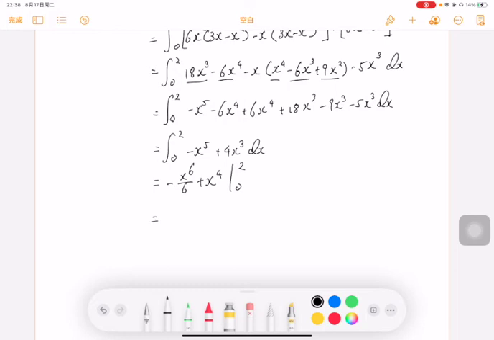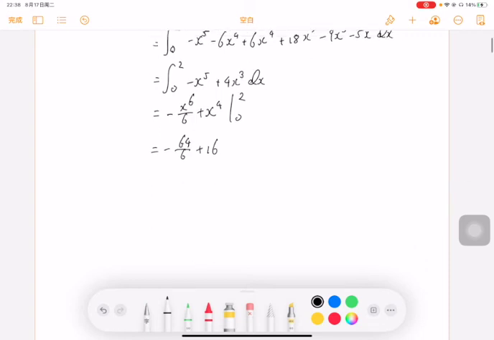Plug in 2, we get minus 64 over 6 plus 16, and then minus 0, because if you plug in 0, you get 0. 16 times 6 is 96, so we get 32 over 6, or 16 over 3. And this is the volume of the solid. So this is once again an example where the order of integration matters.